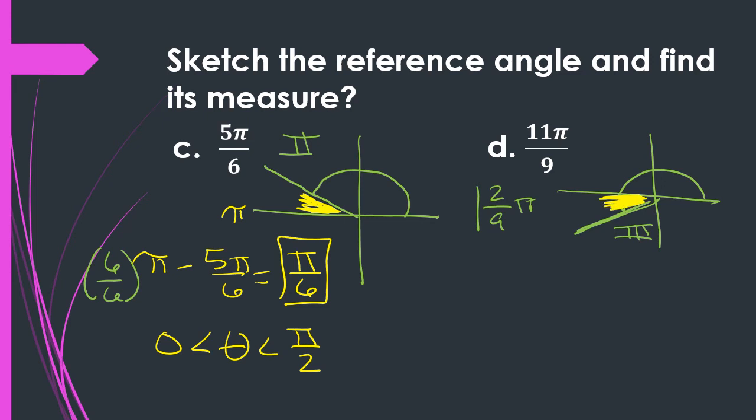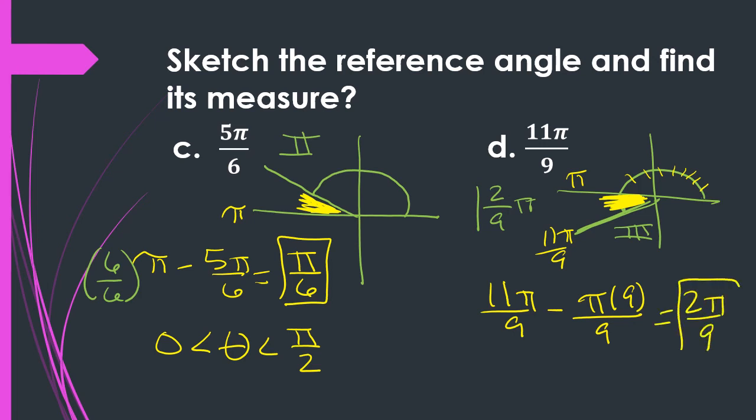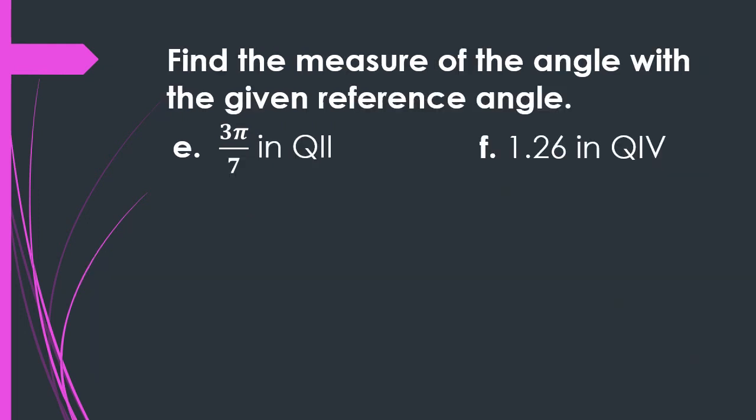Because I overshot the axis that contains pi, I'm going to take 11 pi over 9 and subtract out all of this excess right here. So I'm going to take 11 pi over 9 and subtract out pi. Finding a common denominator, my common denominator is 9. So 11 pi over 9 minus 9 pi over 9 gives me 2 pi over 9. Again, reference angles are always positive, so that theta value is between 0 and pi halves and means that it is a reference angle.